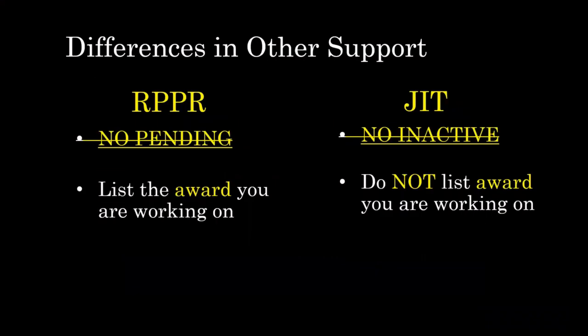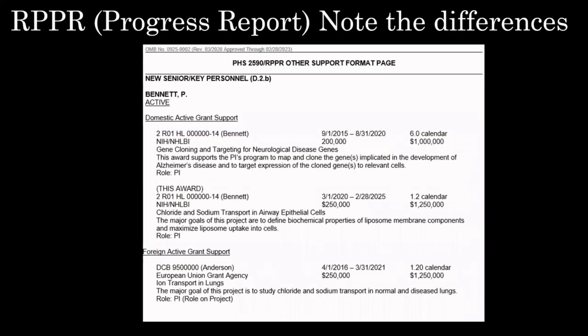Okay, so progress report, RPPR, other support. So what are the differences? So on an RPPR, we do not list pending. And we also list the award we are working on. When we do just-in-time other support, we do not list inactive, and we do not list the award you are working on. So while they're similar, they're also very different. An RPPR is active and inactive, and just-in-time is current and pending.